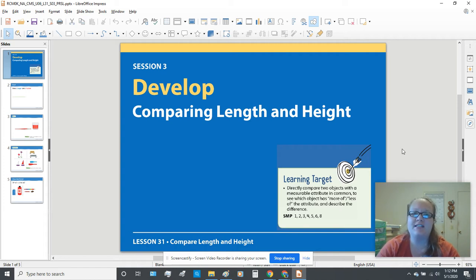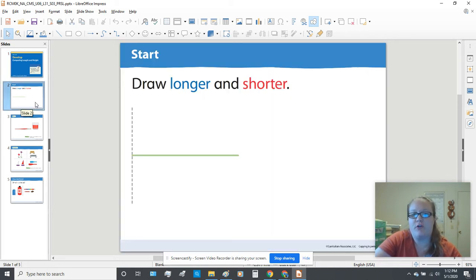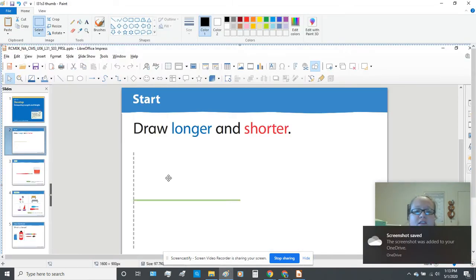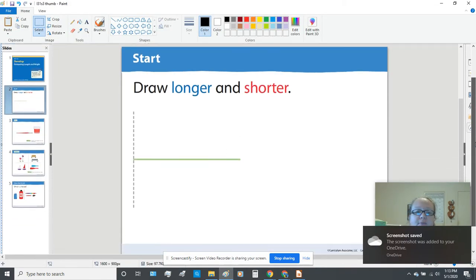Now, in the past couple lessons, we talked about things that are longer and taller. We also mentioned things that are shorter. So in today's warm-up, we're going to take a look at this page here, and we're actually going to draw a line that is longer and shorter than the green line that is in the middle of the page here.